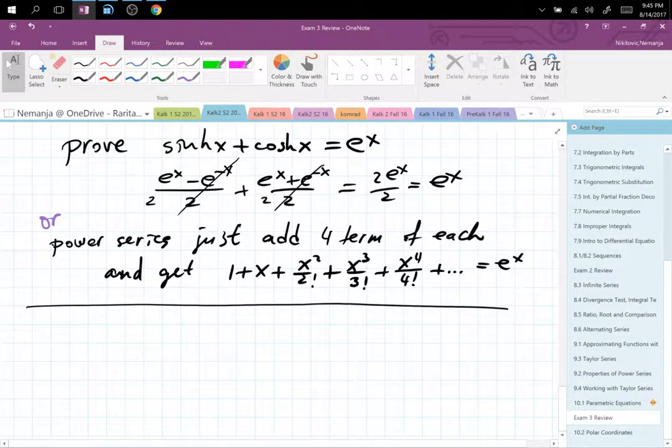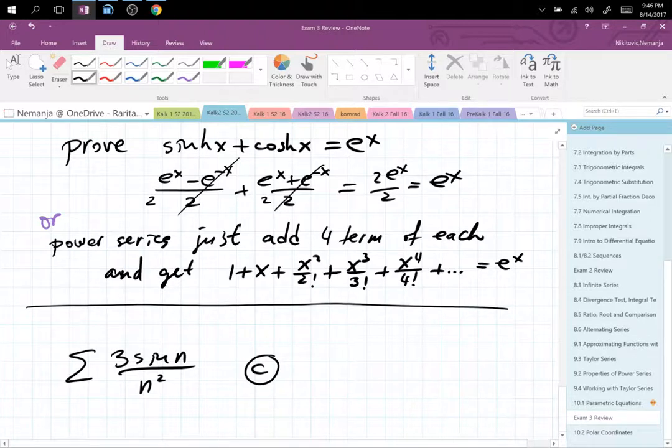So summation of 3 sine n over n squared converges by comparison right away because you just don't worry about the sine n, because it's bounded by 1. So technically you are looking at the problem 3 over n squared, which converges by p-series. Very good, p-series.